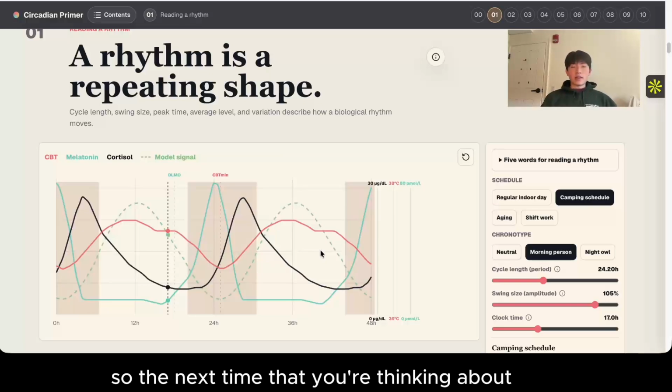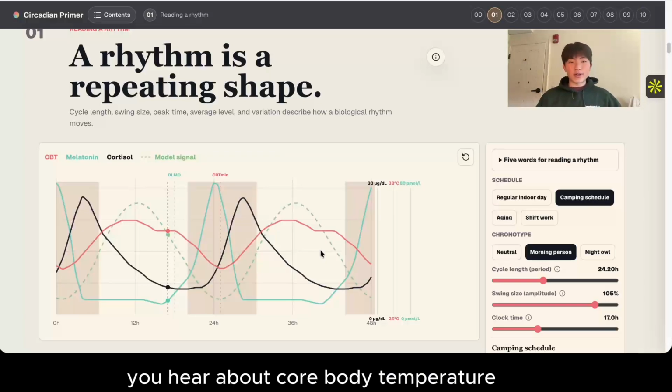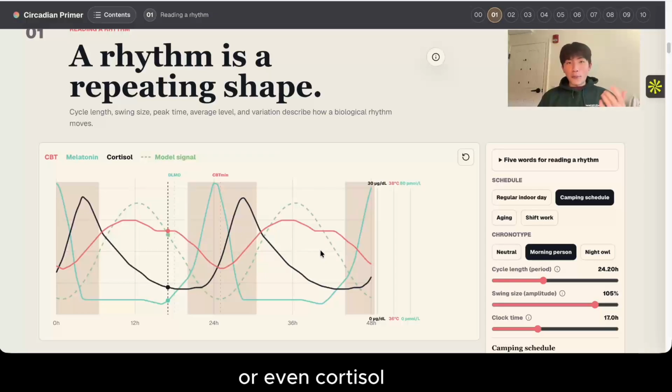So the next time that you're thinking about what's going on inside your body, you hear about melatonin, you hear about core body temperature, or even cortisol, remember that these are little guys that are just oscillating in your body pretty much every 24 hours.